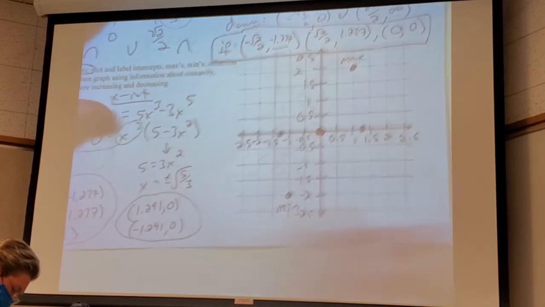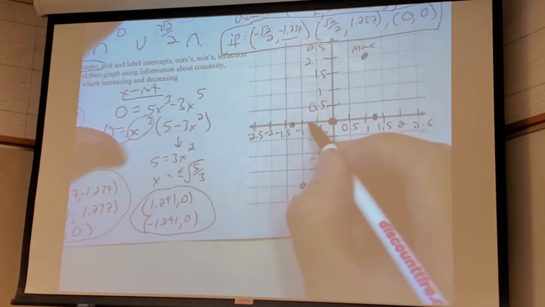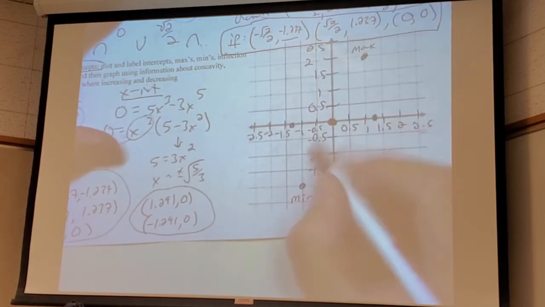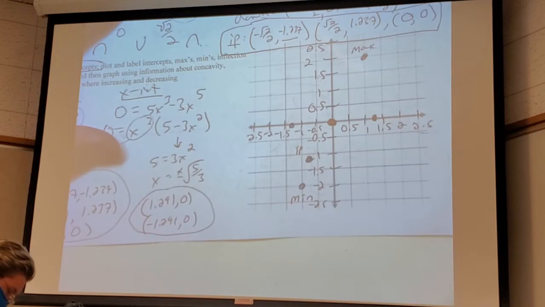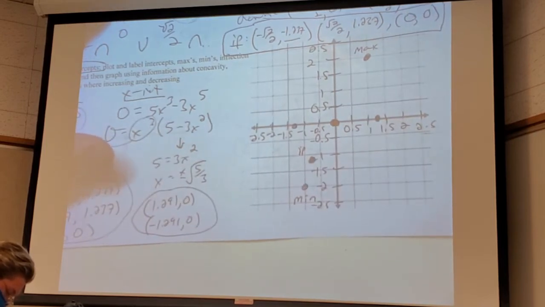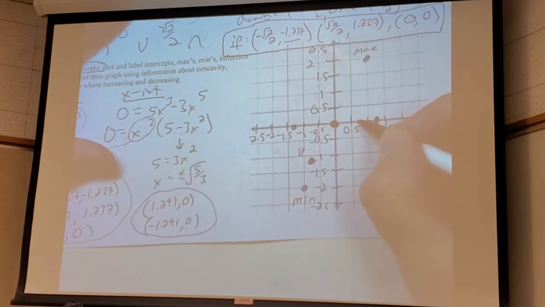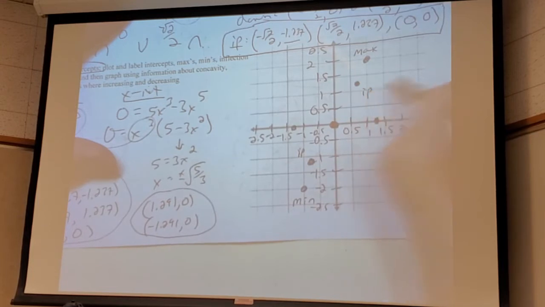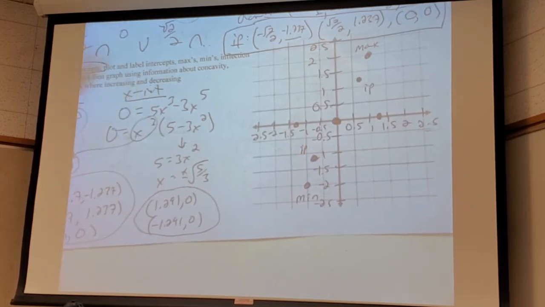Now let's do the inflection points. Negative 0.7, negative 1.237 is about right there. So there's an inflection point there. And then positive 0.7, positive 1.237 is about right there. Okay. So still, I could probably have made it even more zoomed in. Oh, that's fine. All right, here we go.